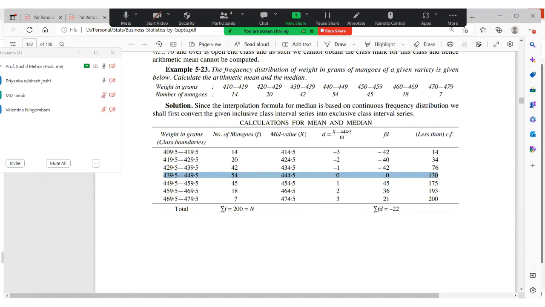Now see what I have done in this example, with the formula I told you. L is the lower limit of the median class, which is this first number, 139.5. Frequency is 54. H is the difference of these two numbers, which is 10. And C is the cumulative frequency preceding the median class, the one before it, that is 76.